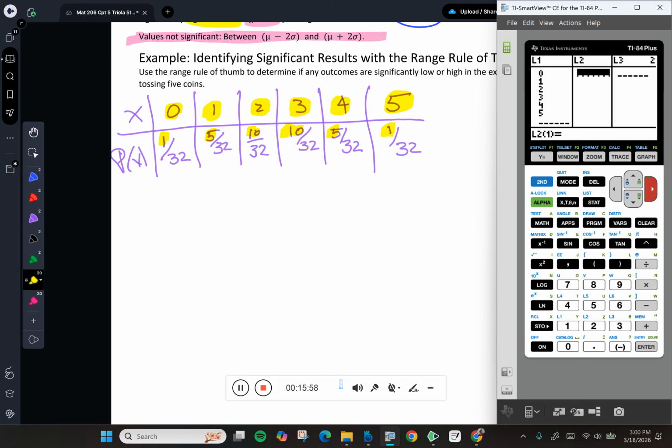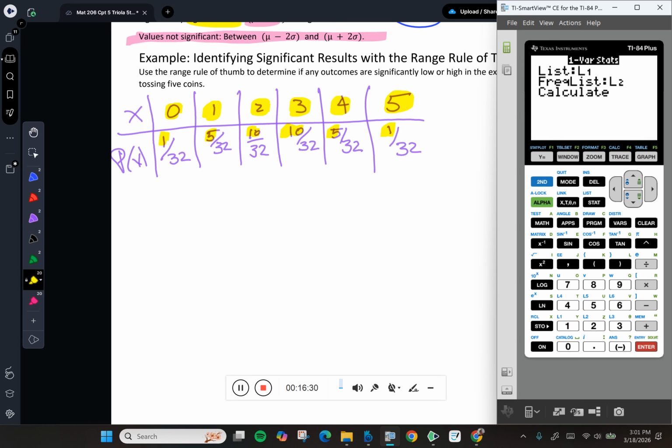In L2, I'm going to put my probabilities, so 1/32, 5/32, 10/32, 10/32, 5/32, and 1/32. You'll notice that I just type them in as fractions and let the calculator deal with the mess of making them into decimals. And then I'm going to say, oh, please, can you give me the stats on that?